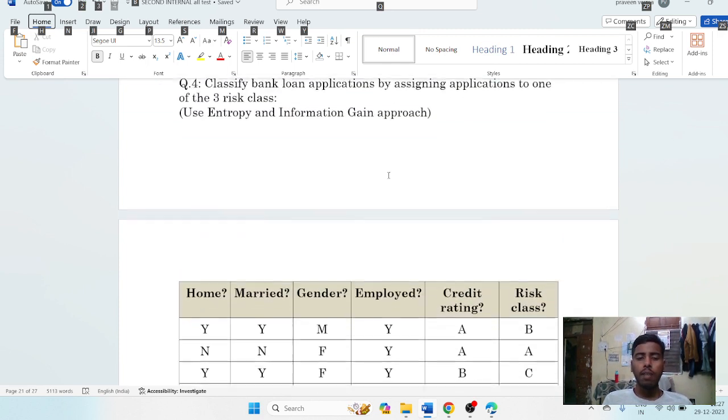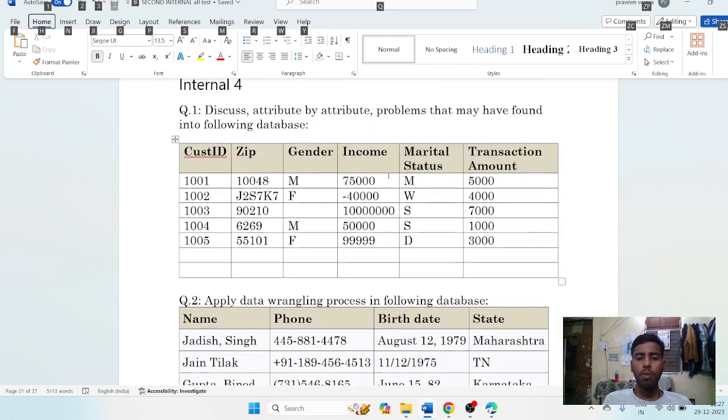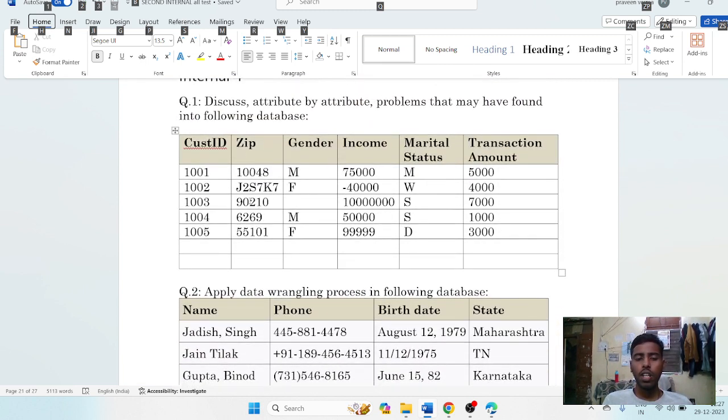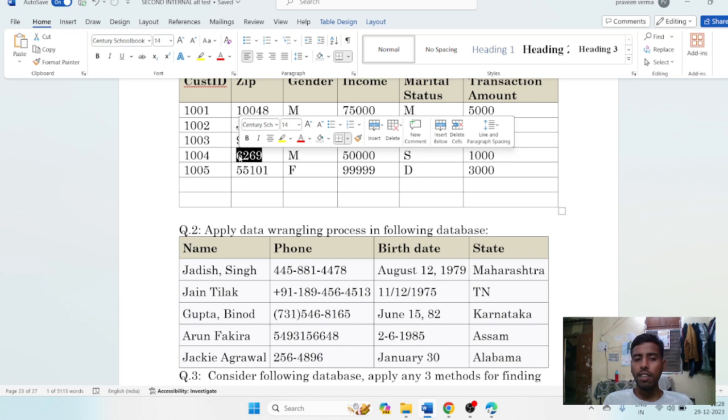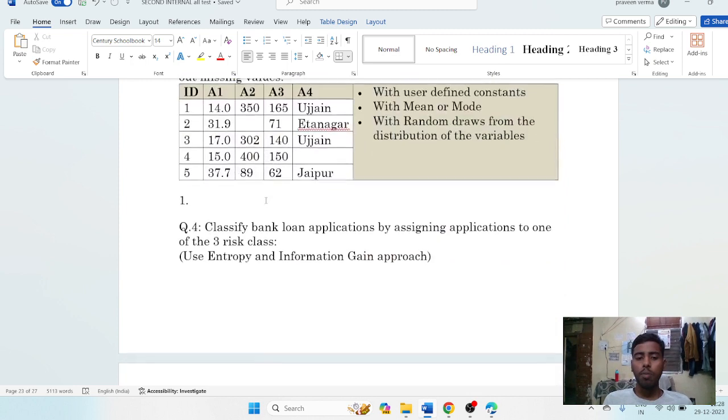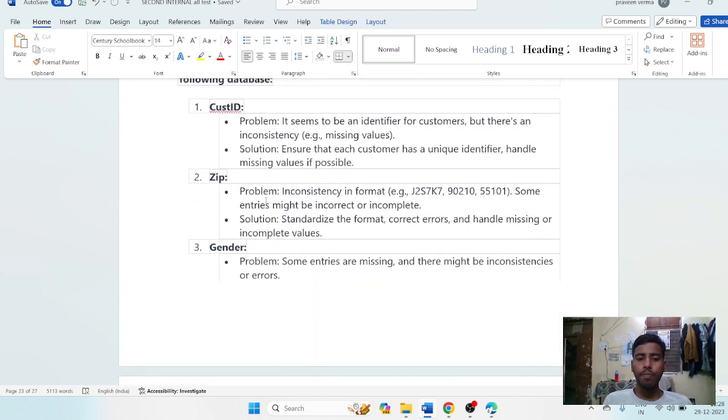Okay, let's get back to the table and see what the problem is. As you can see, the zip code contains various types of numbers and codes. The zip code should be consistent for every country and every customer ID. Here it contains both numerical and alphanumerical values, which is not allowed in a zip code. Also, there is only a 4-digit zip code, which does not exist anywhere in the world. So this is wrong information related to zip code. So this is the problem, and let's see the solution.